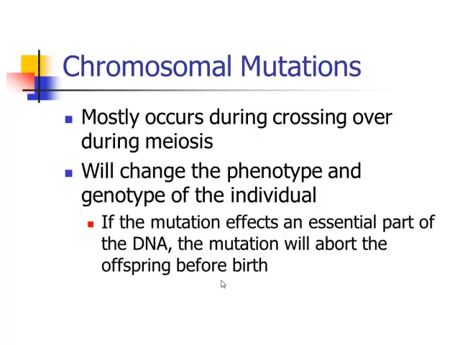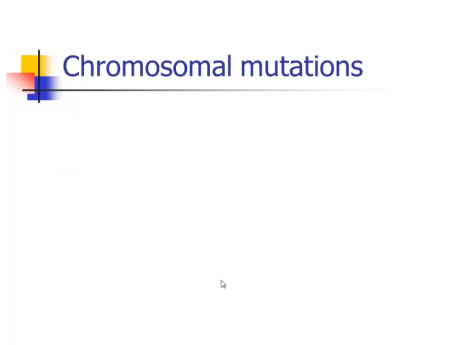If it is an essential section of the DNA that's required, like how to do mitosis or how to make a heart or how to make muscle cells, then the mutation will actually cause the organism to abort the offspring before they're born, or to have a miscarriage. So we have a couple different types of chromosomal mutations.